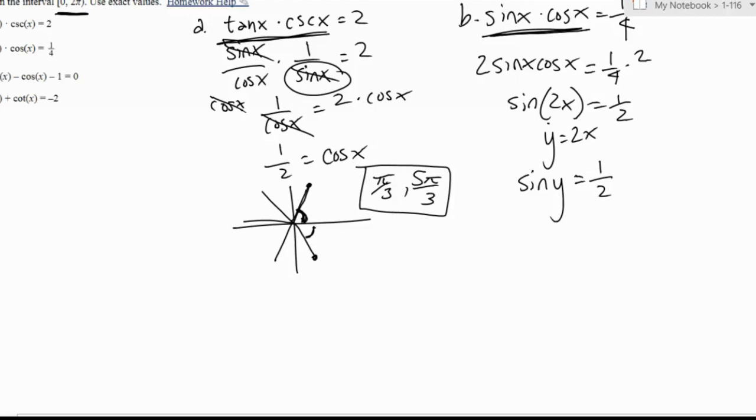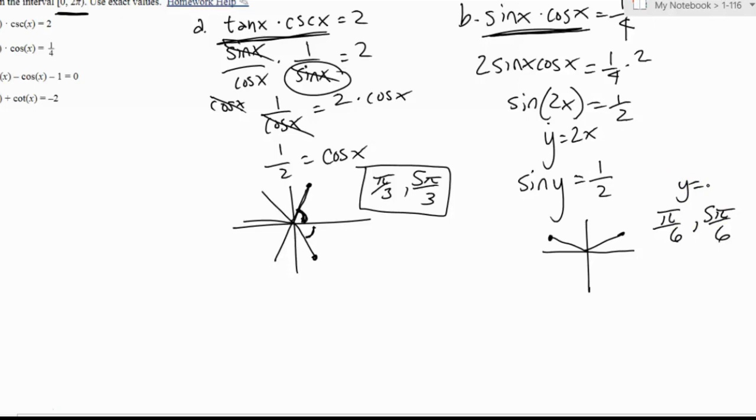So where on the unit circle do I have sine values of 1/2? That would be at going up a little bit on both sides. So that's pi over 6, 5 pi over 6. And I figured out it was 5 pi over 6 because that's a little bit less than 1 pi. 5/6 is a little bit less than 6/6. Okay, so that would be what your y values are equal to, but that doesn't actually solve your x values.